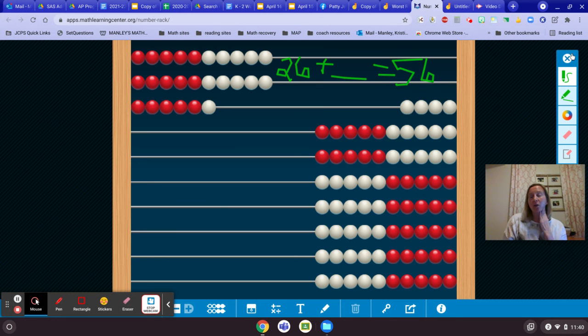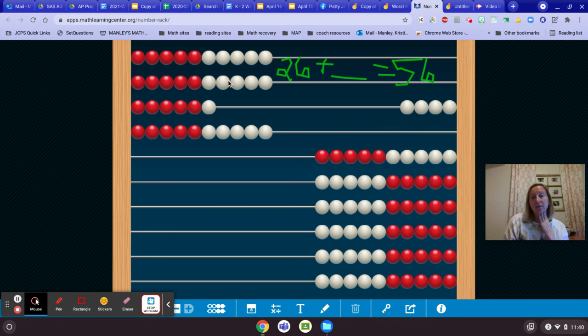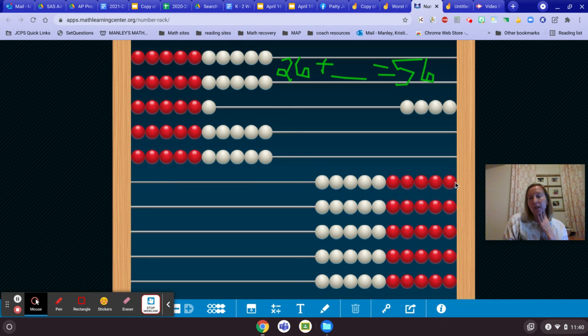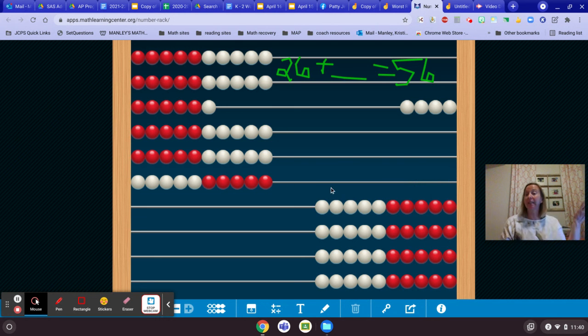So let's think, how can we solve this? If I added a 10, that takes me to 36. If I add another 10, that takes me to 46. I'm just adding. So I'm adding another one that takes me to 56. That's my amount. So how much did I add?